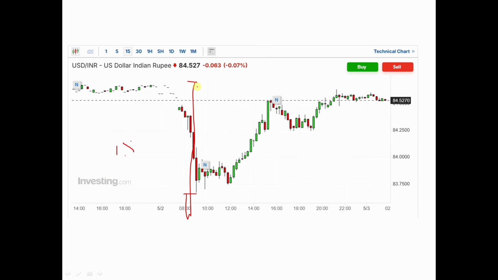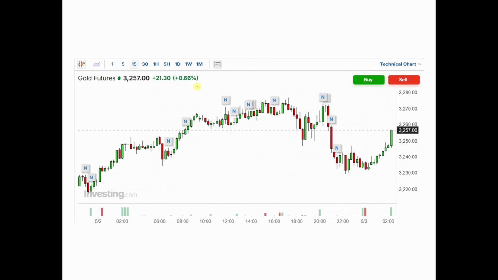At the same time, when we look at the gold price, you can see at 9 o'clock the gold was trading around this level, which is around 1.5% above the previous day's closing. From this level to that level it is around 40 to 50 points above, 3220 to 3260, so it is around 1.5%.